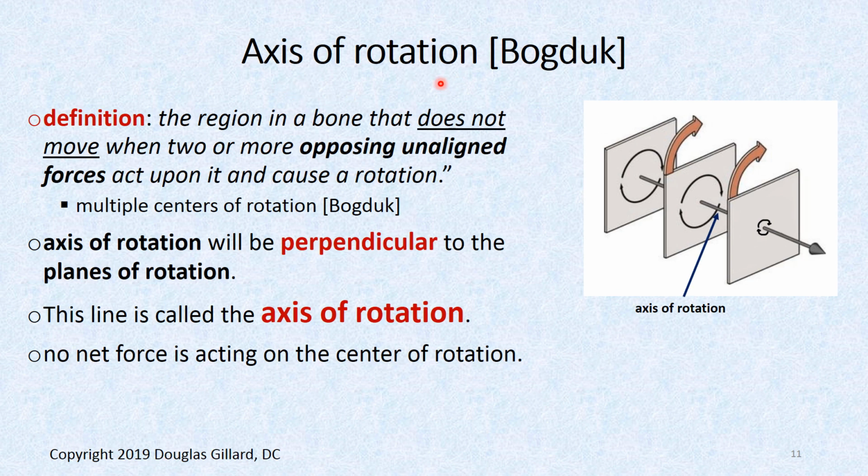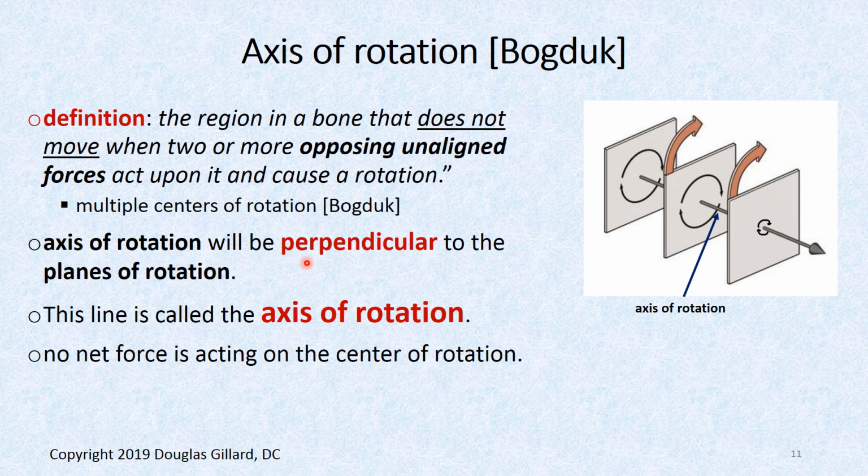All right, so the axis of rotation, let's try this one again. Let's pretend this is your humerus. When your humerus rotates, there'll be one point. You could stick kind of a spear down the humerus where there'll be no excursion or no arc. That would be the center, the axis of rotation. Definition: the region in a bone that does not move when two or more opposing unaligned forces act on it and cause a rotation. So in other words, there are multiple centers of rotation, but you could stick a stick through them, and that would be the axis of rotation.